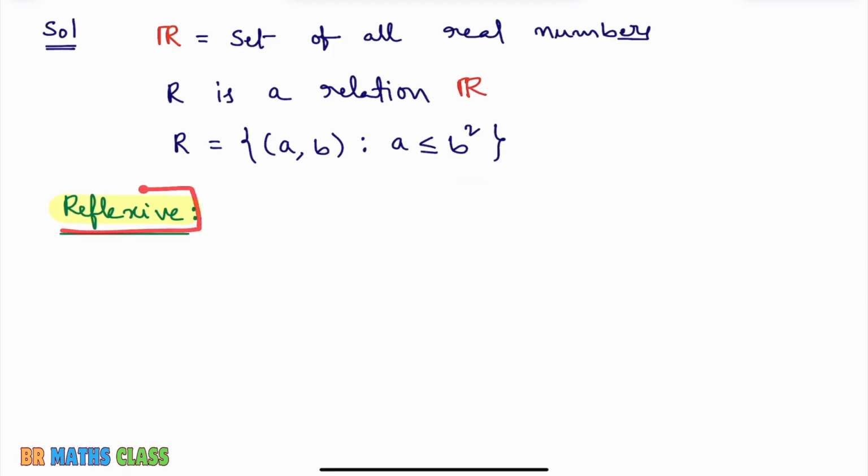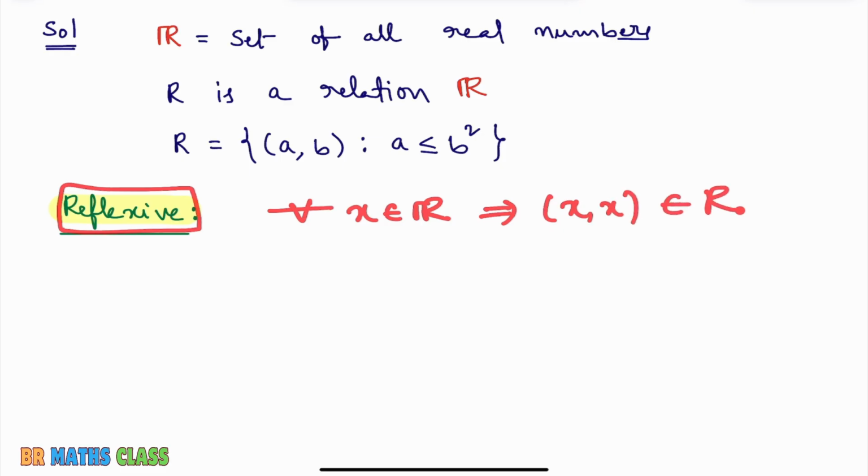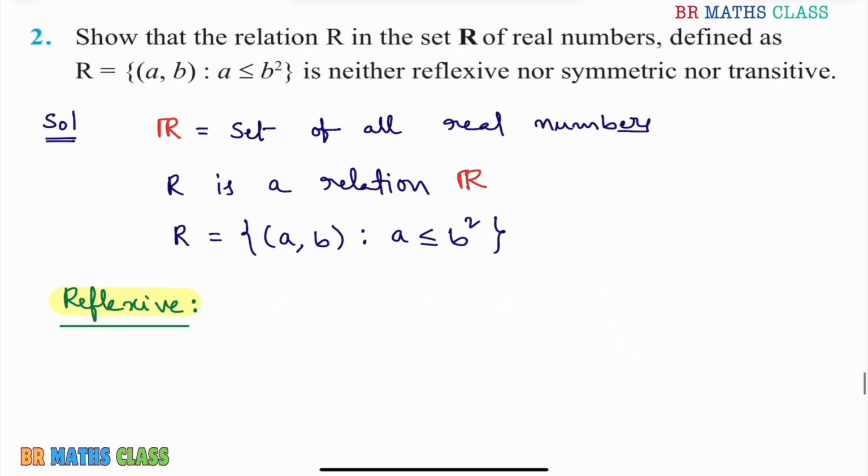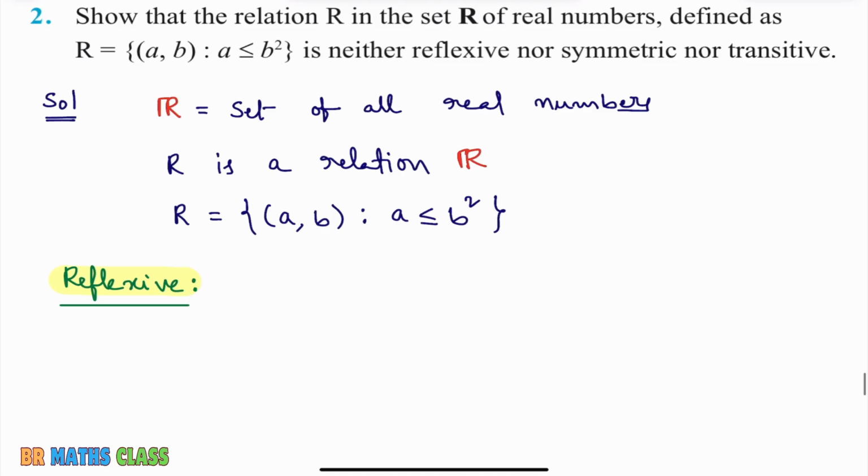How to check the reflexive condition? For any x belonging to R, the set of all real numbers, if the ordered pair (x, x) is there in the relation, then we say that the relation is reflexive. For any x belonging to the real numbers, if (x, x) belongs to R, then we say the relation is reflexive. In this example, we need to show that this relation is not reflexive. When you are trying to show a relation is not reflexive, the best thing is to find an example.